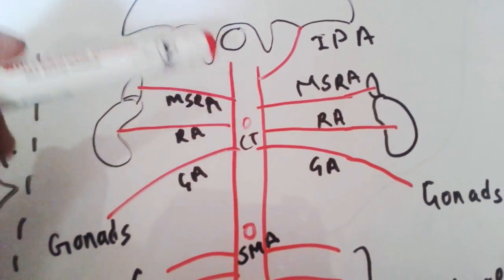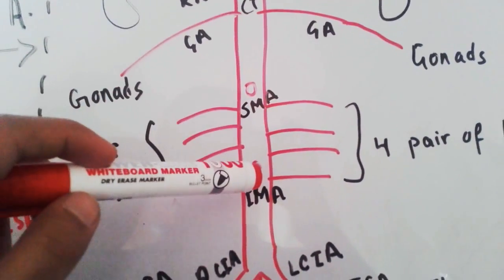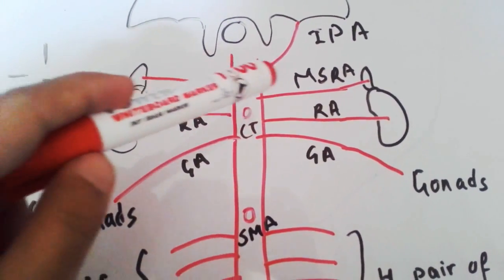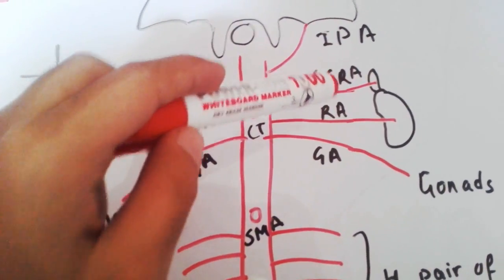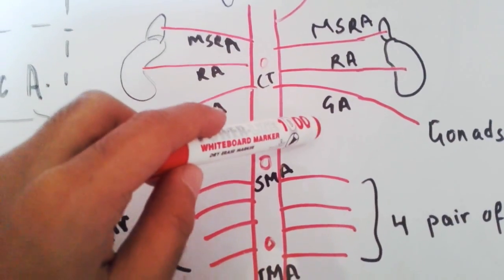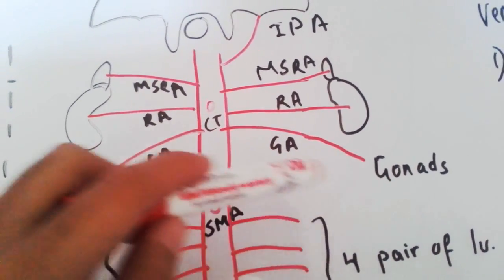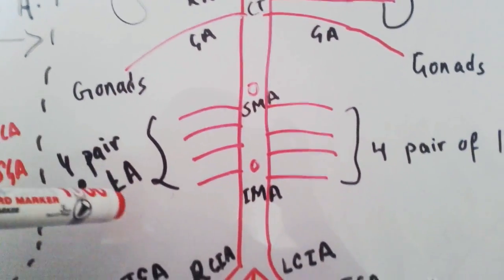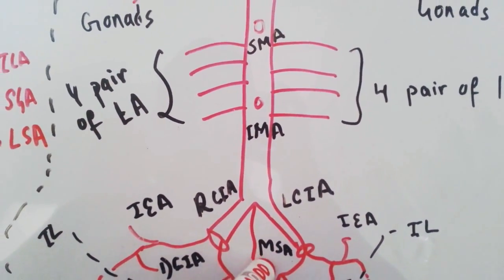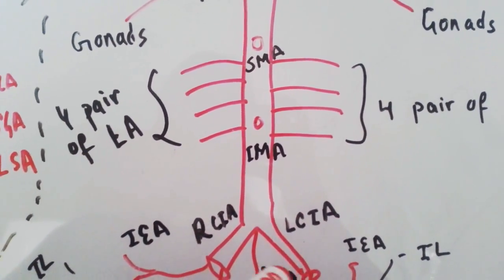The ventral branches of the abdominal aorta are the celiac trunk, superior mesenteric artery and inferior mesenteric artery. The lateral branches are the inferior phrenic artery, middle suprarenal artery, renal artery and gonadal artery. It is the testicular artery in male and ovarian artery in female. The dorsal branches are the four pairs of lumbar arteries and the median sacral artery. Its terminal branches are the right common iliac artery and left common iliac artery.